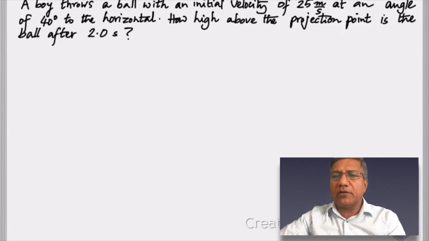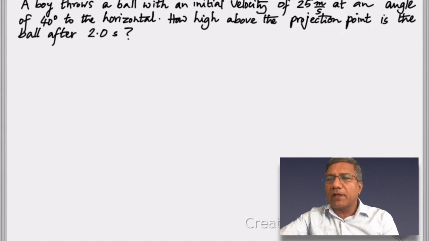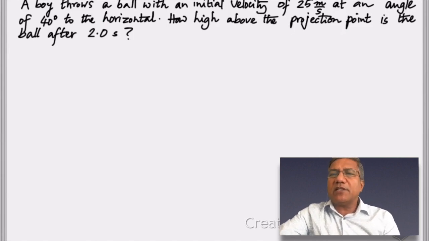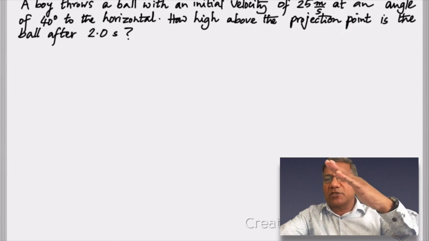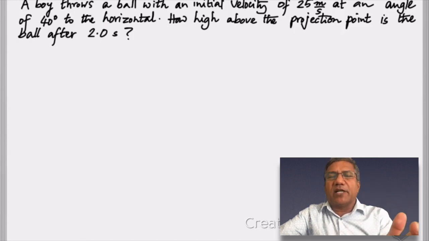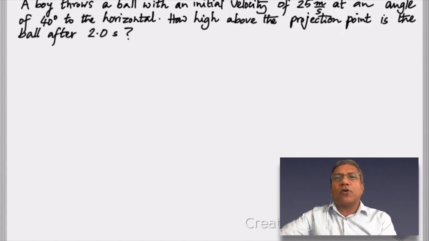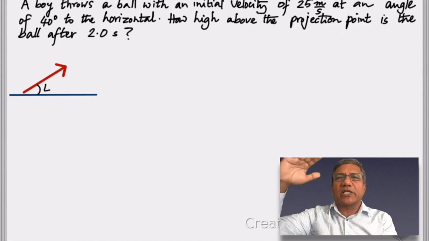All right, in the flow and nature of things, let's try to do another problem. Here you have a boy who throws a ball with an initial velocity of 25 meters per second at an angle of 40 degrees to the horizontal. How high above the projection point is the ball after 2 seconds? So once again, this is like the previous example. The ball is thrown at an angle of 40 degrees to the horizontal, and it's given a velocity of 25 meters per second. But the question asks us to find how high above the projection point is the ball after 2 seconds. So we're looking for delta y. We're looking for the vertical height.